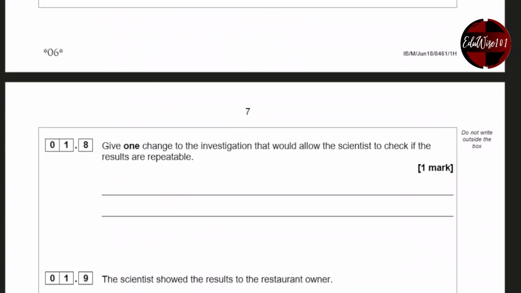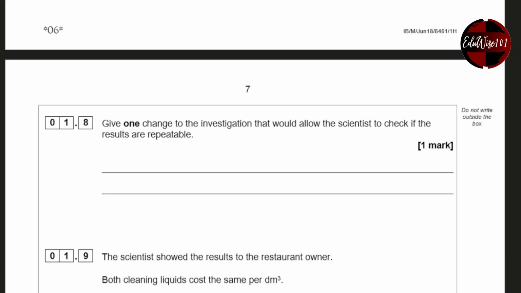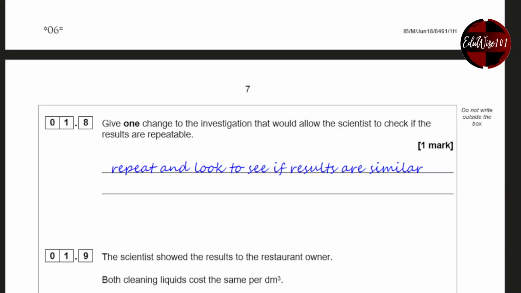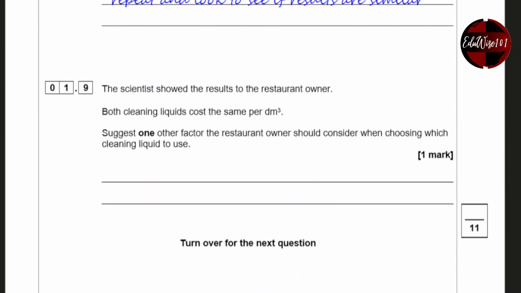Give one change to the investigation that would allow the scientists to check if the results were repeatable. One change would be repeat the entire thing and repeat to see if results are similar. The scientists showed the results to the restaurant owner. Both cleaning liquids cost the same per dm cubed or per liter. Suggest one other factor the restaurant owner should consider when choosing which cleaning liquid to use.